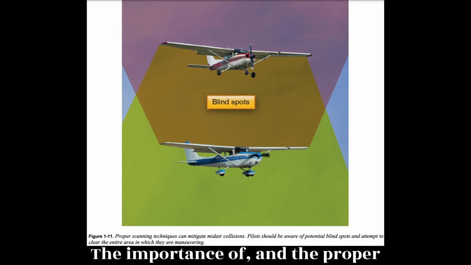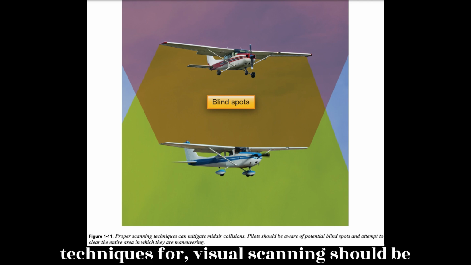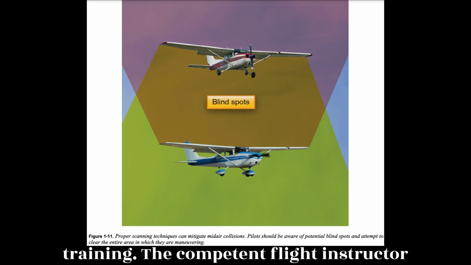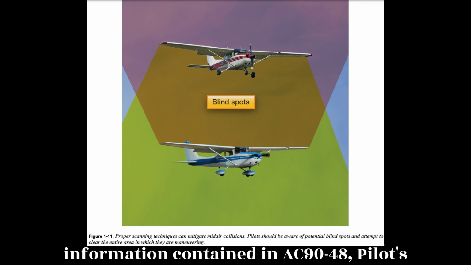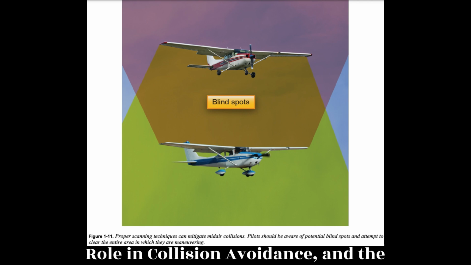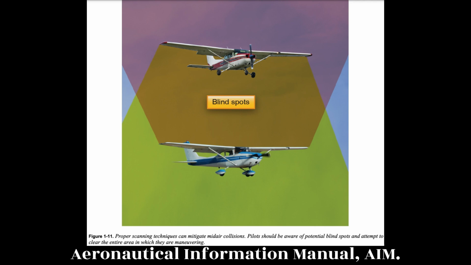The importance of, and the proper techniques for, visual scanning should be taught at the very beginning of flight training. The competent flight instructor should be familiar with the visual scanning and collision avoidance information contained in AC 90-48, Pilot's Role in Collision Avoidance, and the Aeronautical Information Manual, AIM.